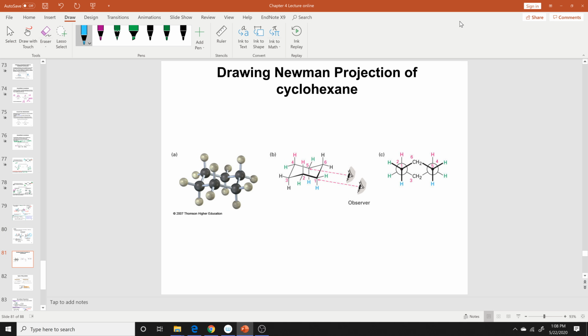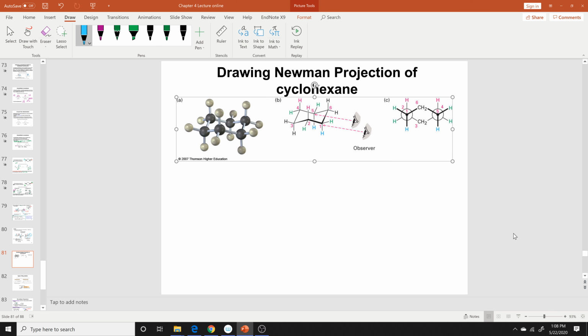Last thing here I want to say, if you have a chair conformation and you want to draw the chair conformation into a Newman projection, how would you do that? Well, let me pull this up a little bit and let's have an example in here.